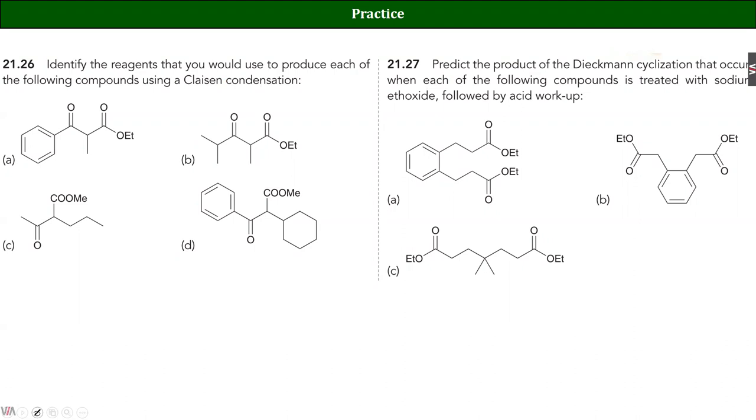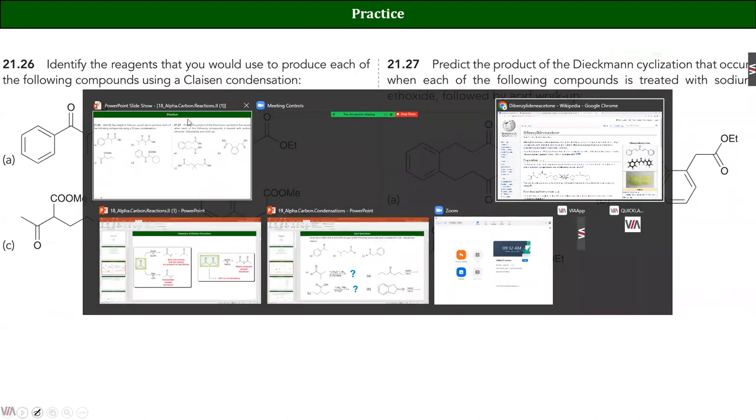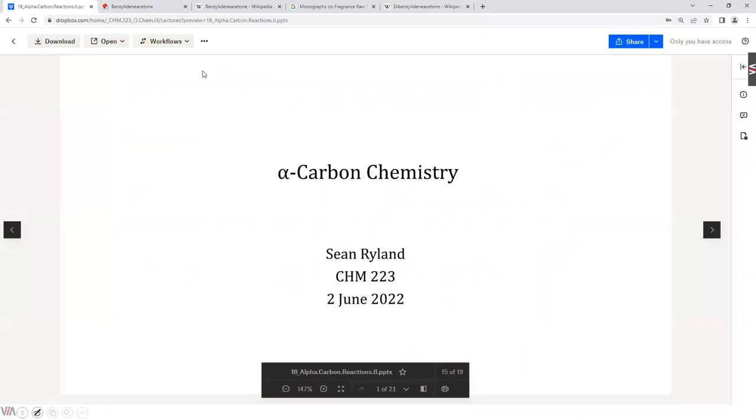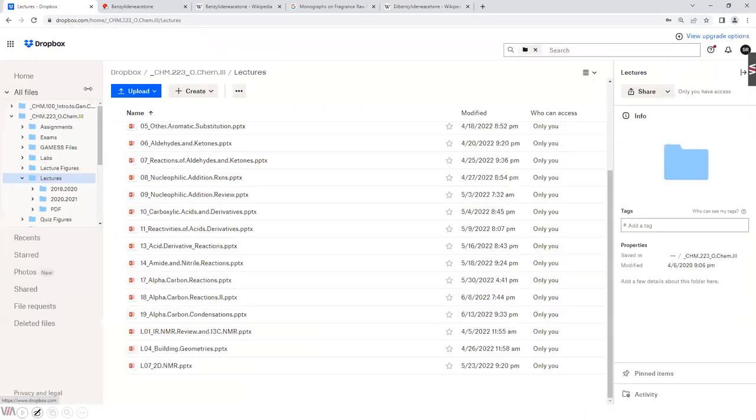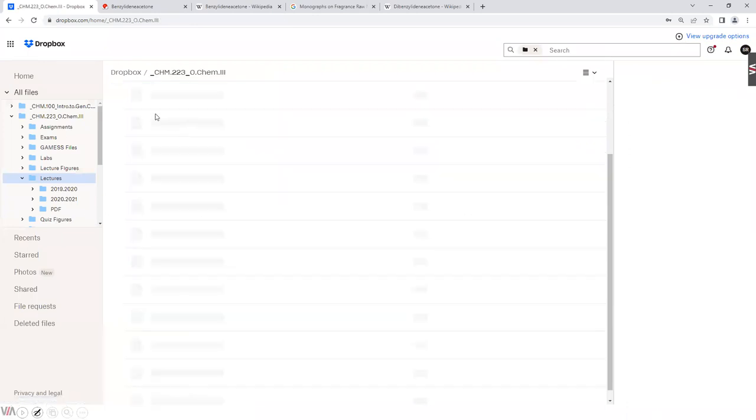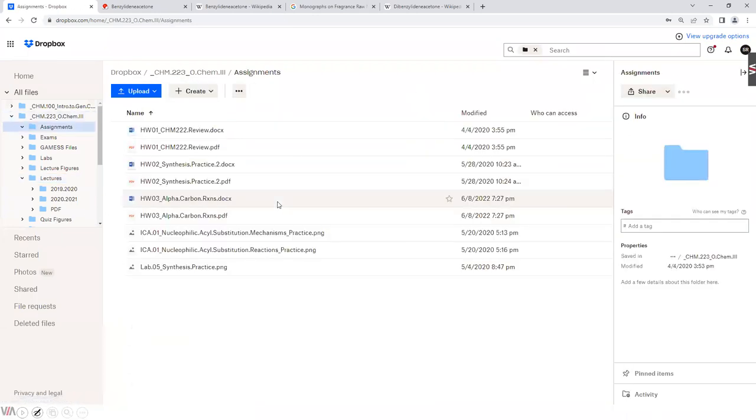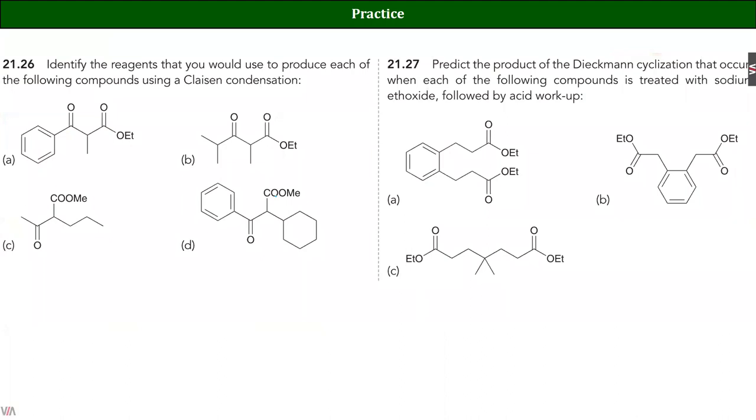Was this in the homework problems? Did I put Claisen condensations as the last few problems on there? I seem to remember, I didn't think I did, because they weren't in the last set of slides, but I may have thrown in some problems on that assignment. Yeah. All right.